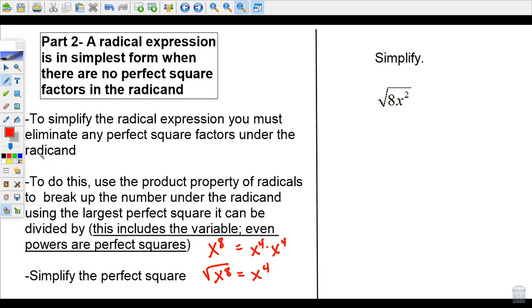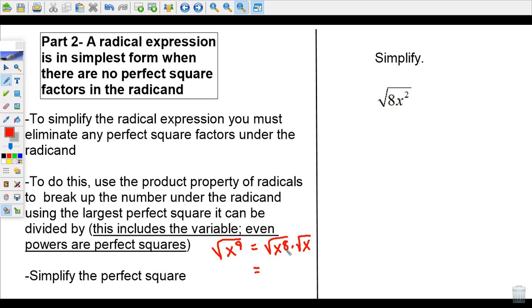Now, if we have an odd number power, when we're taking the square root, we're just going to factor out the biggest even number that we can. For instance, let's say we're taking the square root of x to the 9th. Well, we know we could break that up into x to the 8th. The largest even number we could take is 8. So we would multiply that by, using our product property, just another x. So x to the 8th times x would give us x to the 9th.